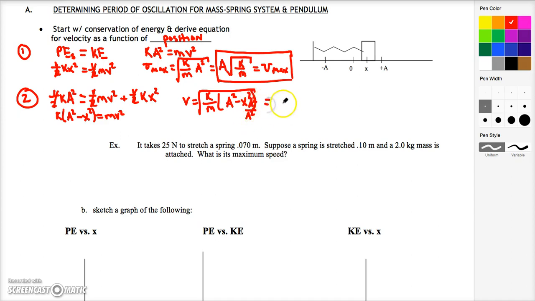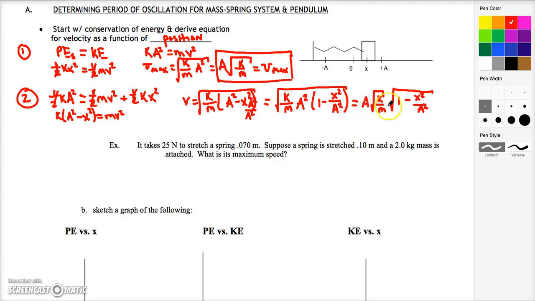And by doing so, what I end up getting is the square root of k over m times a squared times 1, because when I pull out an a squared, that's just left over 1, minus, I pull out an a squared here, I get x squared over a squared. And I can do the same thing with the a squared, and I'm going to write this like this, and you'll see why I'm doing that. So I'm going to pull out the a, and so I have the square root of k over m, and then I also have the square root of 1 minus x squared over a squared.